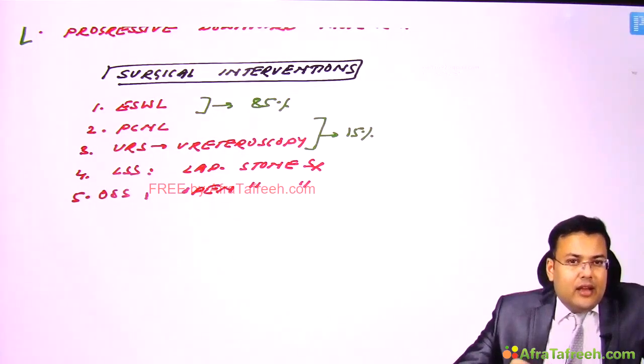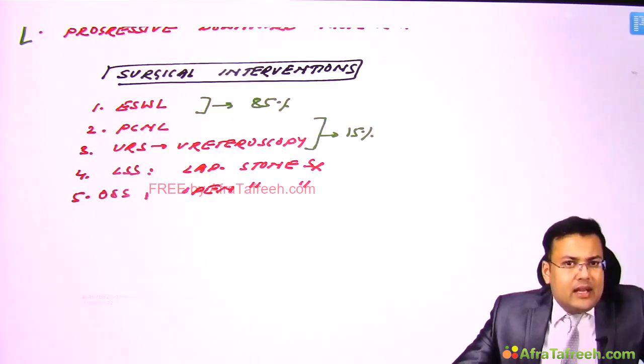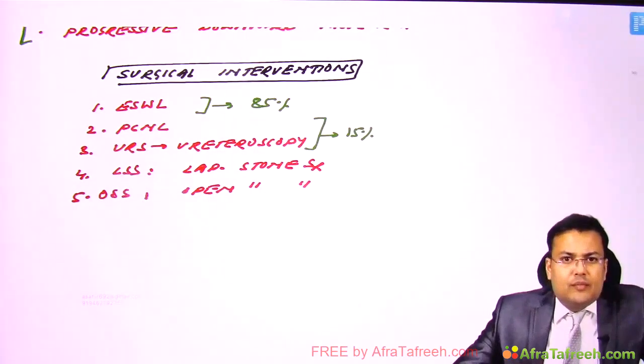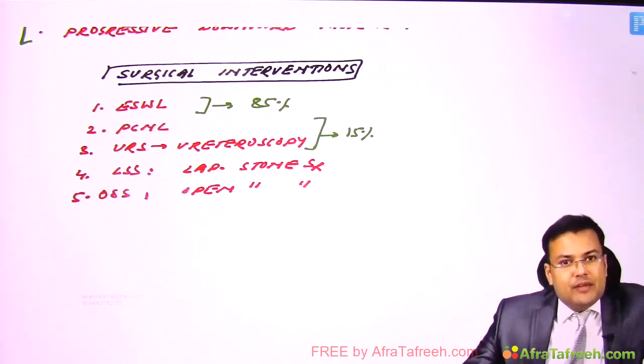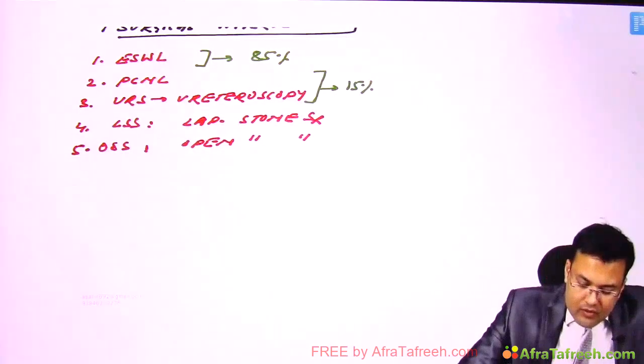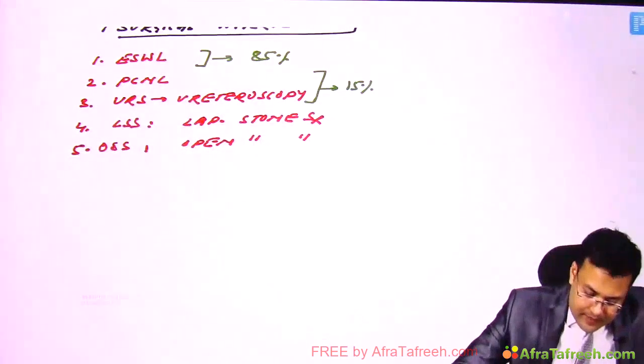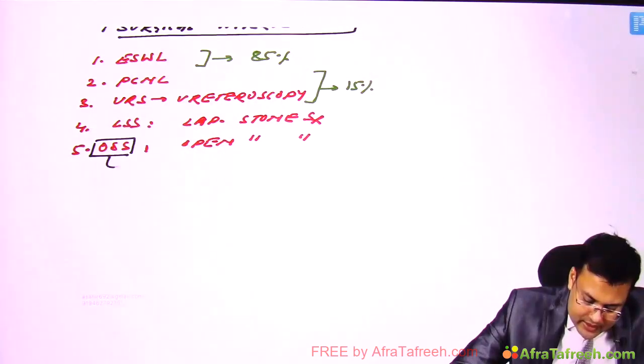Second, if a patient, meaning a child, has a congenital abnormality with stone, meaning a child with PUJ obstruction with stone, and we have to perform pyeloplasty, generally the open approach is preferred. So this open stone surgery is done in which cases?